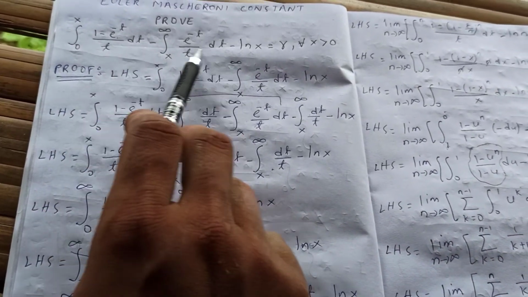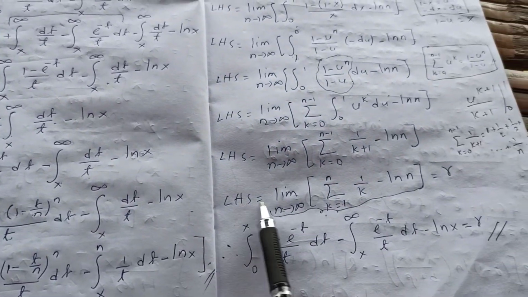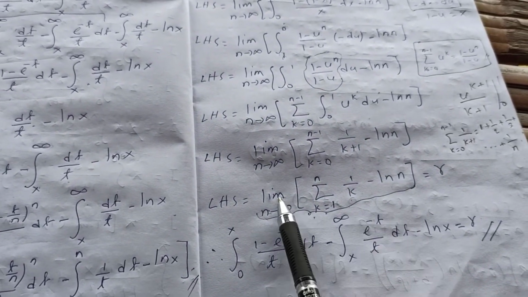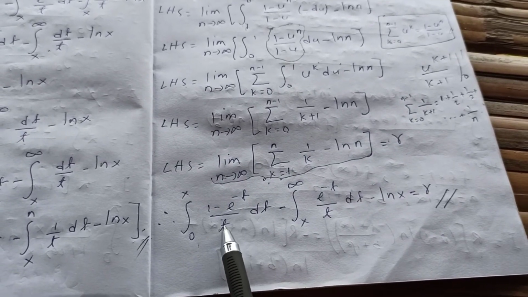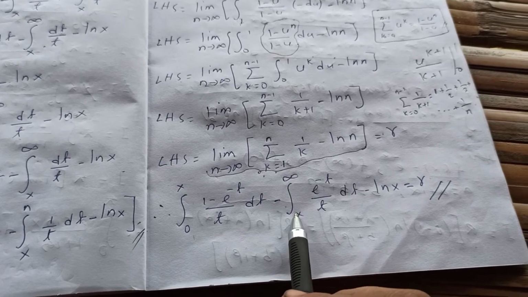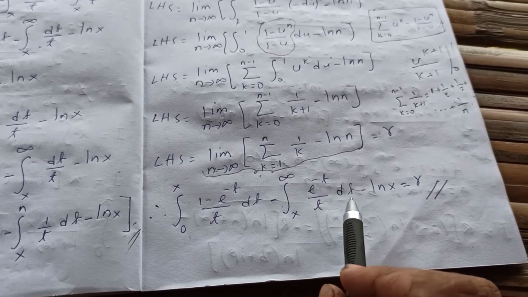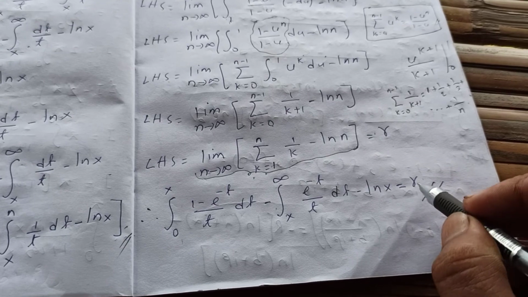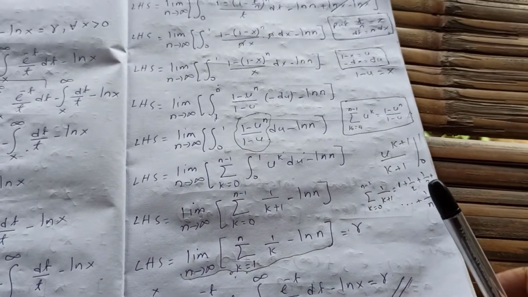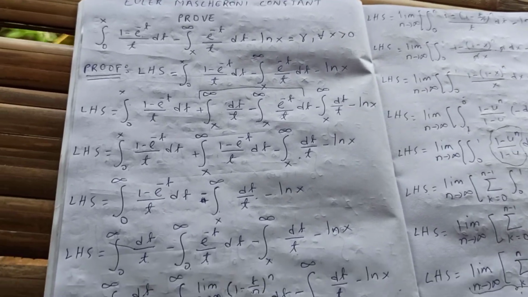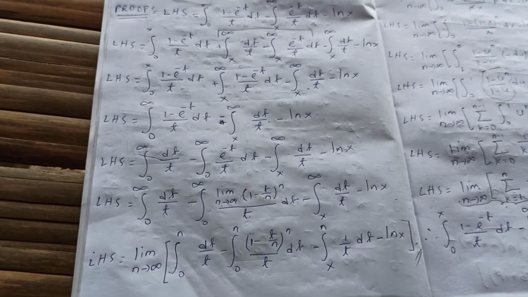Hence proved. Therefore, the original integral is on the left-hand side, so we solved the left-hand side and we get the Euler-Mascheroni constant. Therefore, the integral from 0 to x of (1 minus e to the negative t) upon t dt, minus the integral from x to infinity of e to the negative t upon t dt, minus the natural log of x, is nothing but our Euler-Mascheroni constant. So this is another integral representation of the Euler-Mascheroni constant. Hence proved.